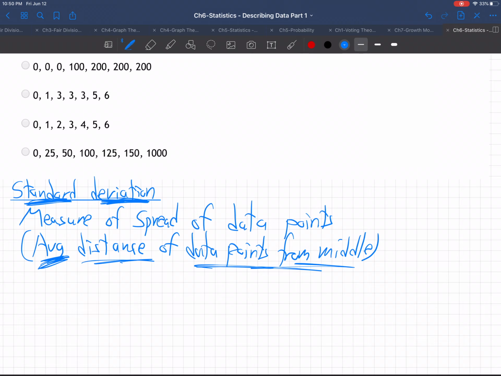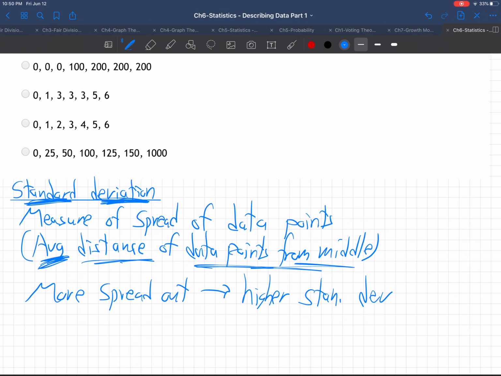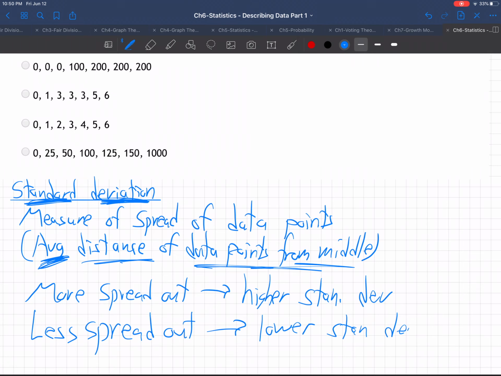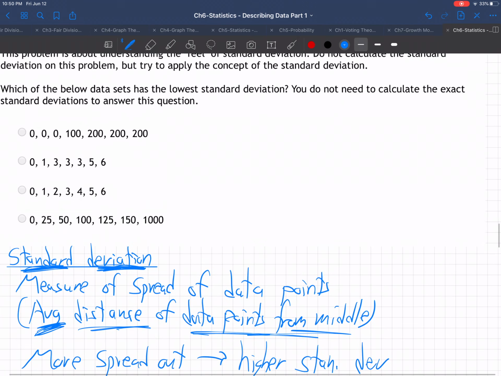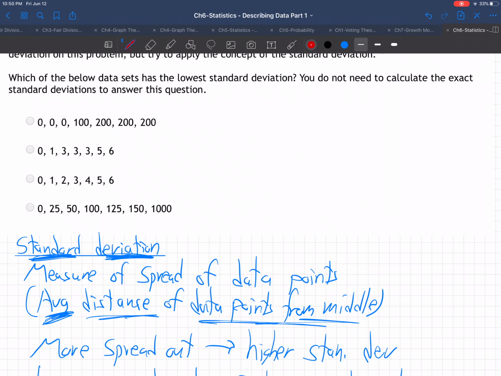So basically, if the data is more spread out, that means we're going to have a higher standard deviation. And if the data is less spread out, then we're going to have a lower standard deviation. So let's go look at the data and let's just put it on a number line. That'd be the easiest thing.